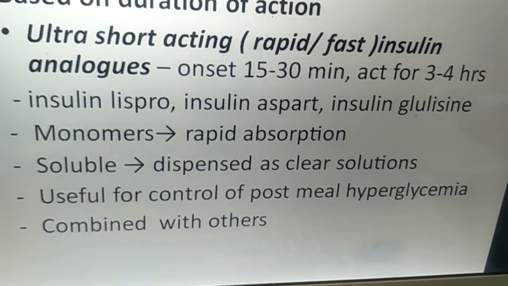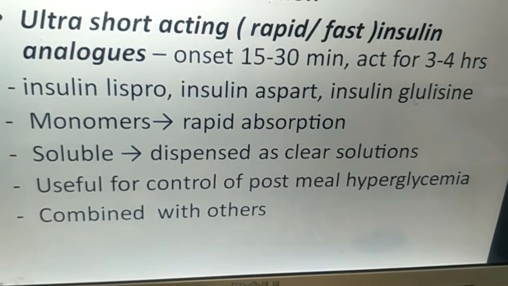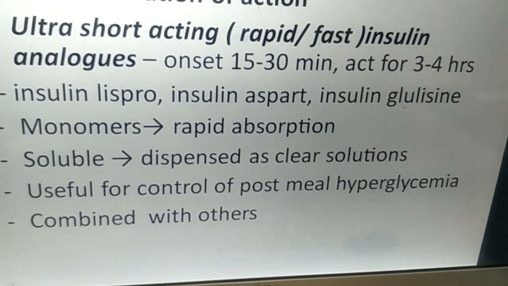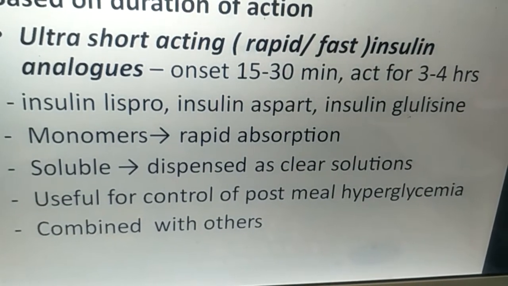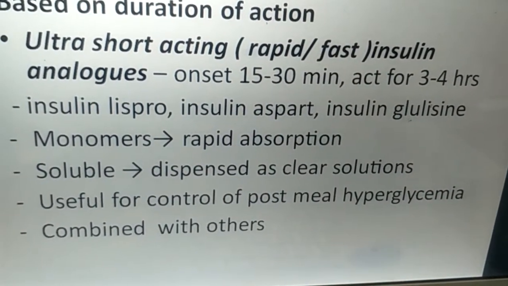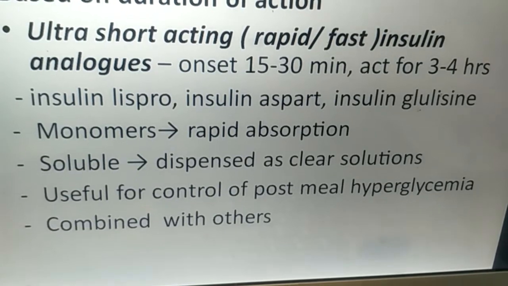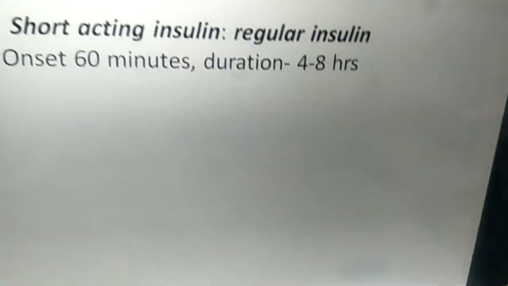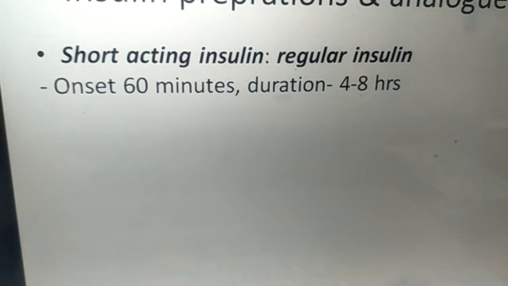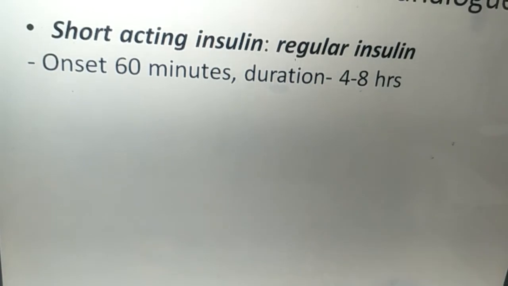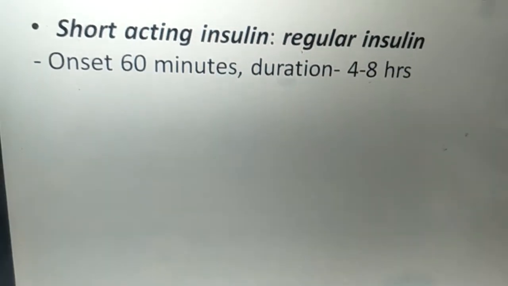Now, when it is rapid acting, it is good for controlling the post-meal or postprandial hyperglycemia, but it has to be combined with other preparations so that the glucose levels are maintained between the meals also. We can't inject a drug after every 3-4 hours, so it has to be combined with some other preparations. Next is short acting. It includes regular and semi-lente. Regular is, now see the duration, onset of action in 1 hour and duration is 4 to 8 hours.